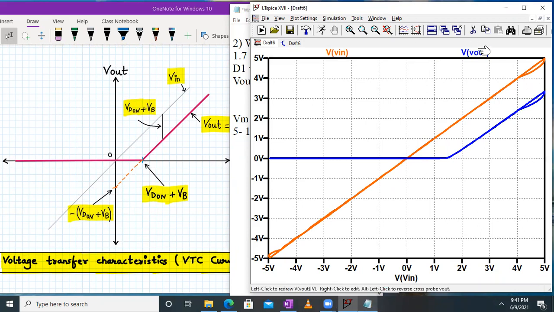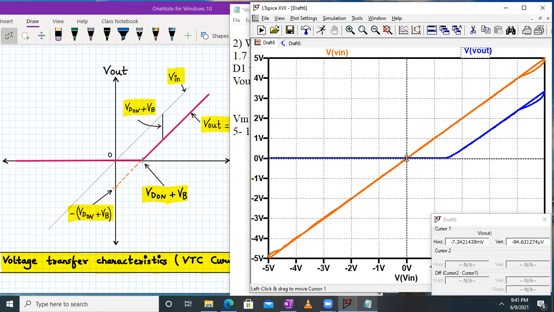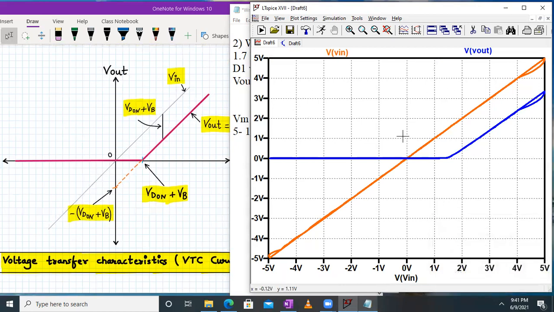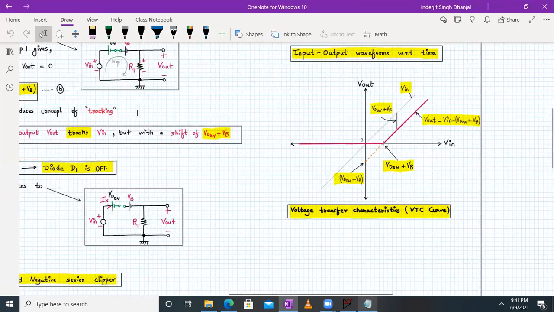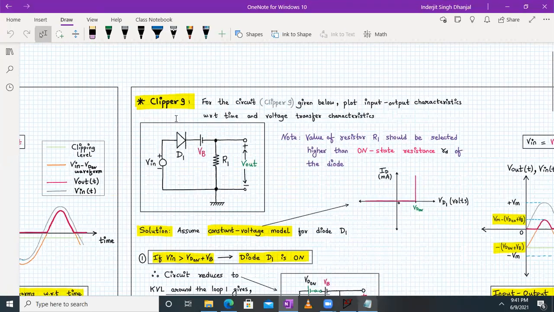If I place this on the center, I can even check this level. This will be around 1.5 something, right? So that is 1 plus 0.7. Here we are getting slightly lower, 1.65, close to that. Okay, 1.59, 1.6. So this VTC curve is also coming absolutely fine. So that's how we complete clipper number 9.